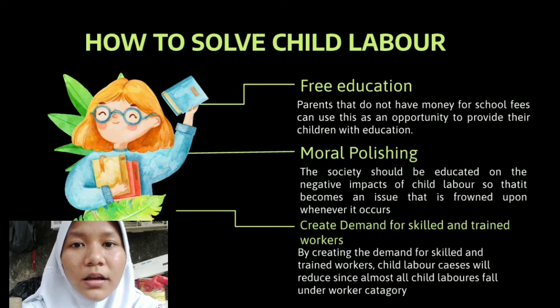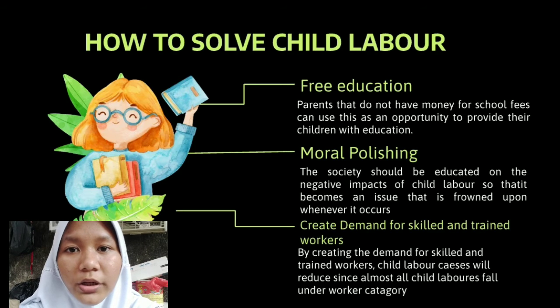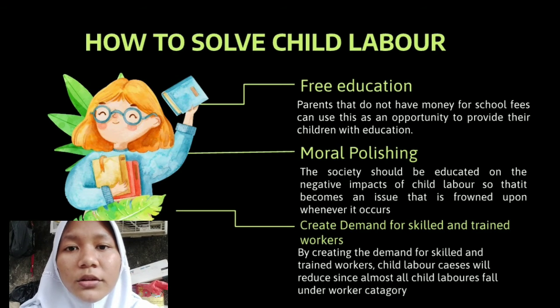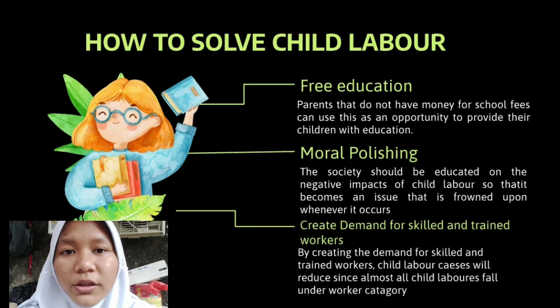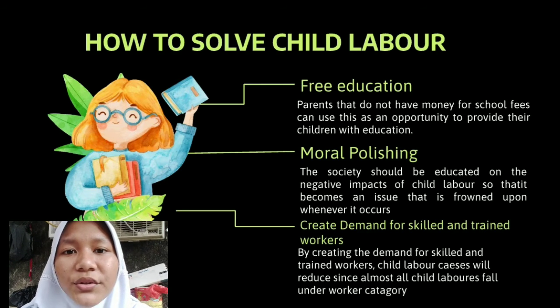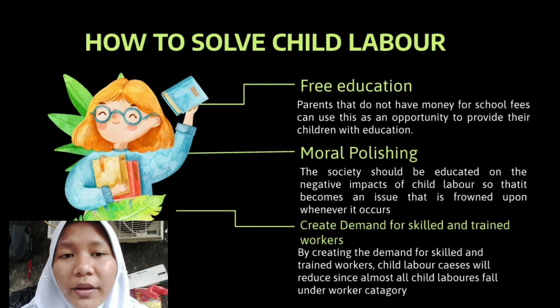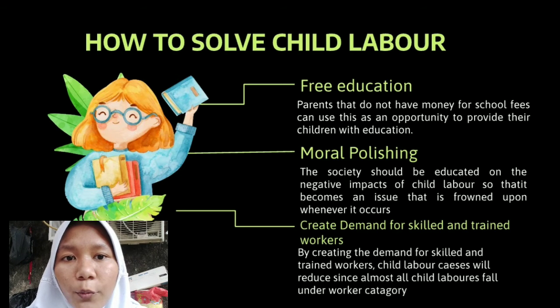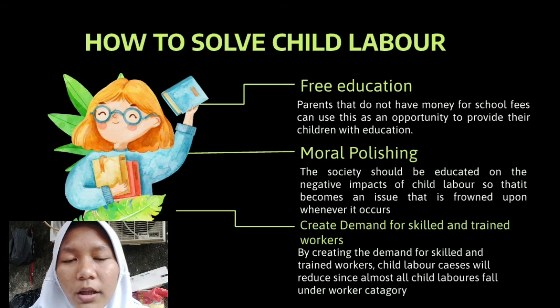Second is moral policing. Factory owners, shopkeepers, and industries, among others, should not employ children. The society should be educated on the negative impacts of child labor so that it becomes an issue that is frowned upon whenever it occurs. This type of moral policing would act as a deterrent to people who intend to employ children and use them as a source of cheap labor.